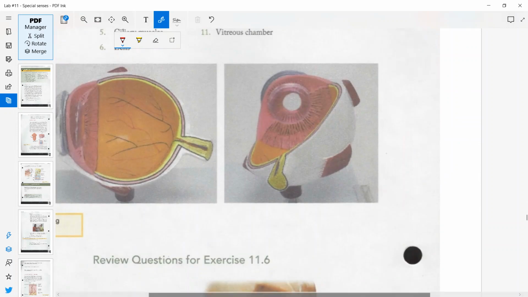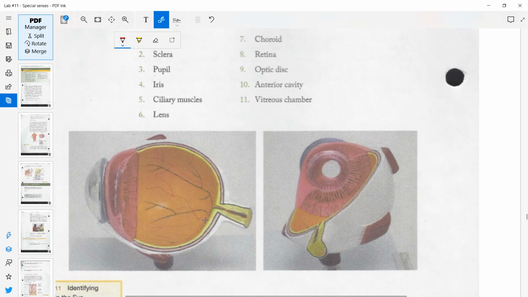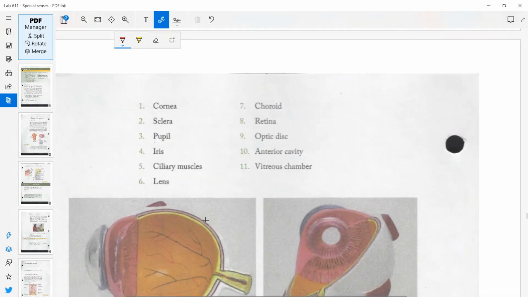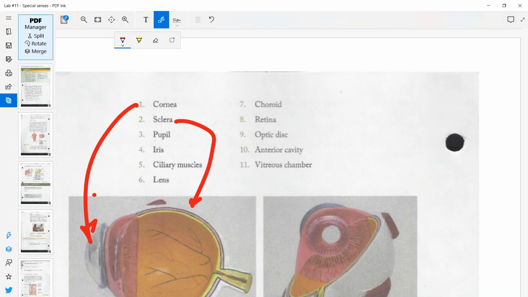The eye anatomy. Let me center the image. So first of all, cornea is here. That's the structure. Cornea. Then we have sclera. Sclera is the white of an eye, right here. Pupil obviously is the opening in the iris. That's going to be the pupil. And the iris is the muscle that surrounds the pupil. You can see it right here.